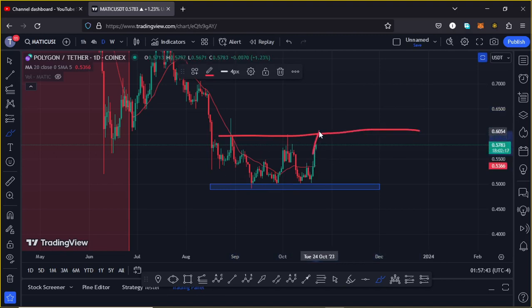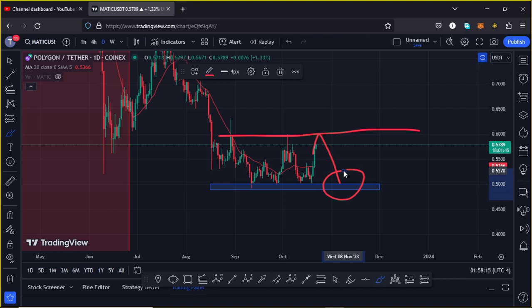In case such a movement plays out, then I will be expecting another pullback where we can easily get another test of that significant area of support at around the $0.49 mark. And this move is also fully dependent on what BTC continues to do, because in case we see a pullback on the BTC chart, then ultimately I'll be expecting another pullback here on the Matic chart. So that is what I'm keeping my eyes on.